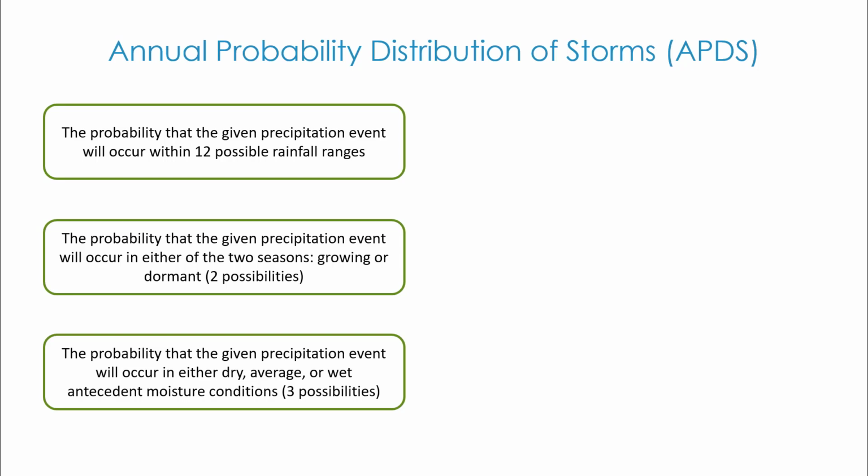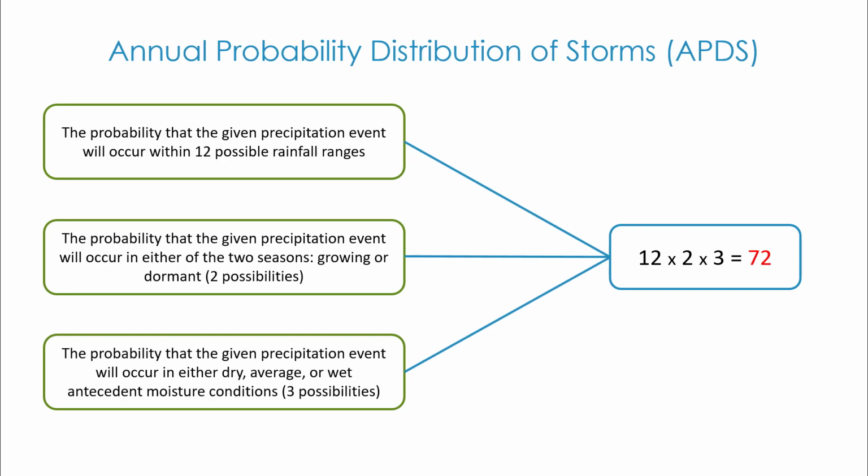Each of the 12 rainfall depths are run for each of these two seasons for each of the 3 antecedent moisture conditions, for a total of 12 multiplied by 2 multiplied by 3, equating to 72 individual storm simulations. IDEAL runs all 72 storms and calculates runoff, loadings, and BMP effectiveness for each storm.